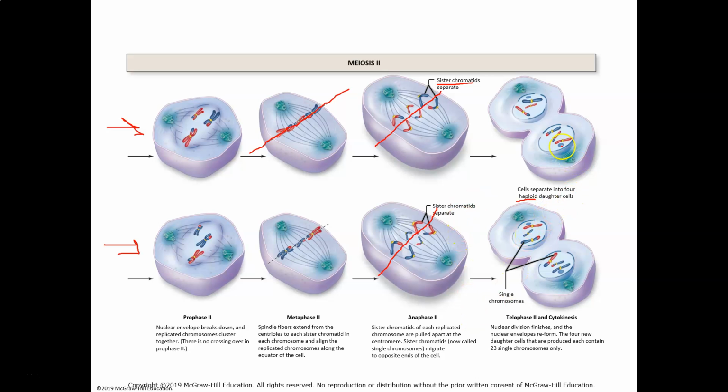And so now these are gametes. So you have 1, 2, 3, 4 gametes. Now you're done with meiosis.